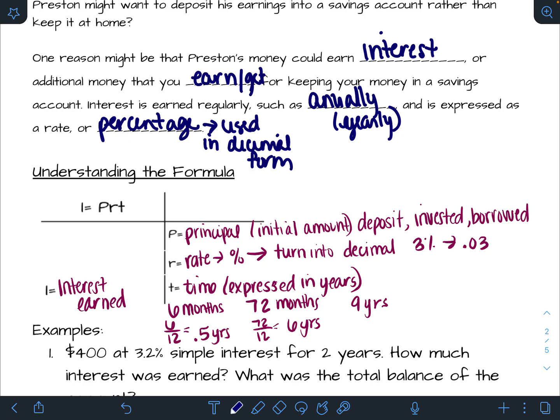And T stands for time, which is always expressed in years. So if they give me 6 months, I'm going to divide 6 by 12 and know that that's half a year. If they give me 72 months, I'm going to divide that by 12, which gives me 6 years. And if I am just given 9 years, then I'm just going to use 9. The other important thing is that I stands for interest earned. It's how much interest you got. It is not your total account balance. It's just the amount of money that you earned.